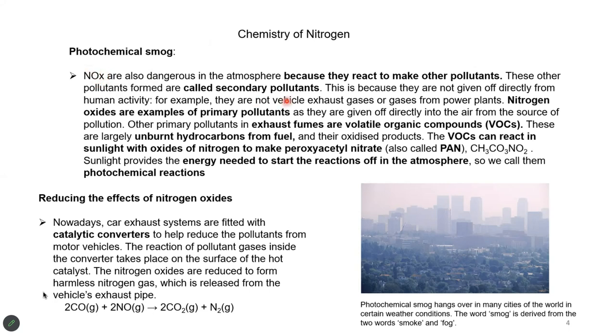Nitrogen oxide, we have been saying, is a dangerous pollutant in the atmosphere because it reacts to make other pollutants, for example sulfur oxide. These other pollutants are called secondary pollutants. In fact, nitrogen oxides we get directly, so they are primary pollutants, and due to nitrogen oxide, other pollutants are formed, which we call secondary pollutants.